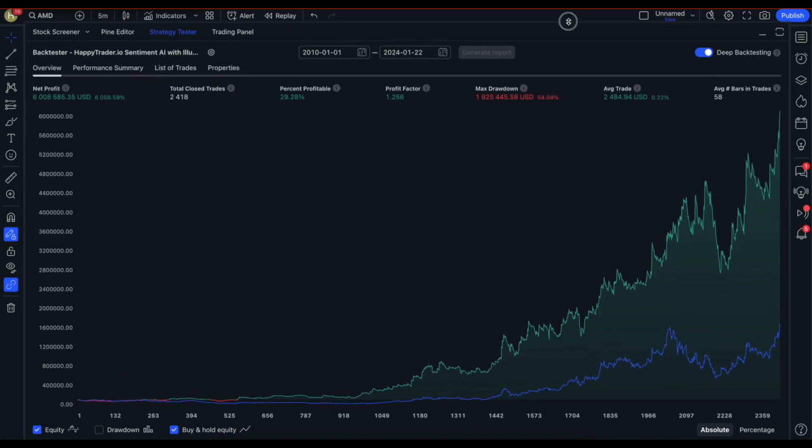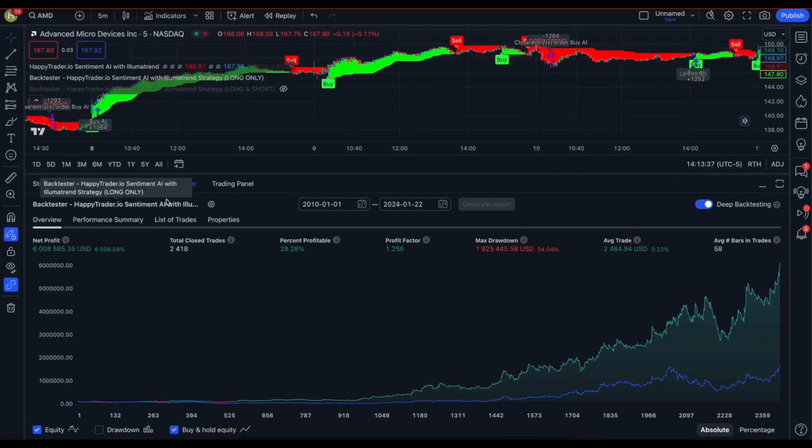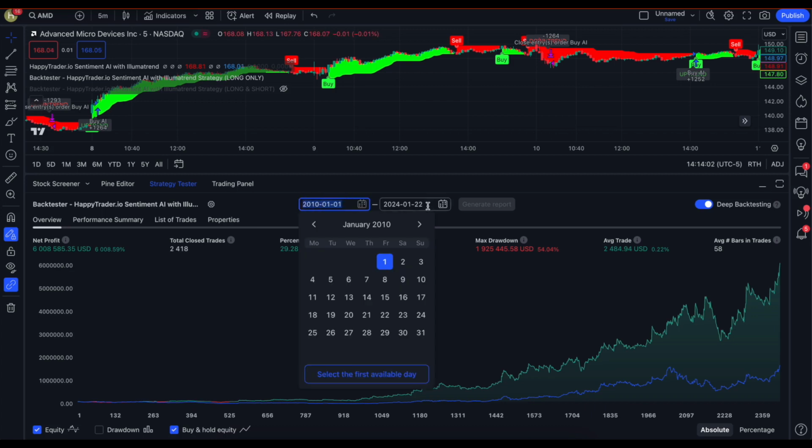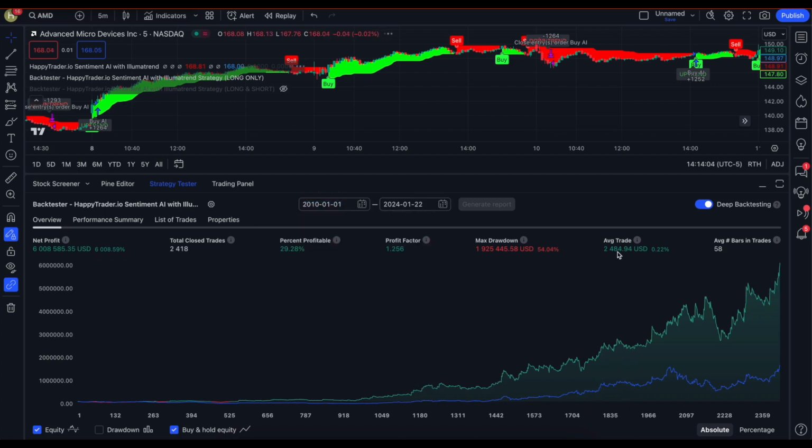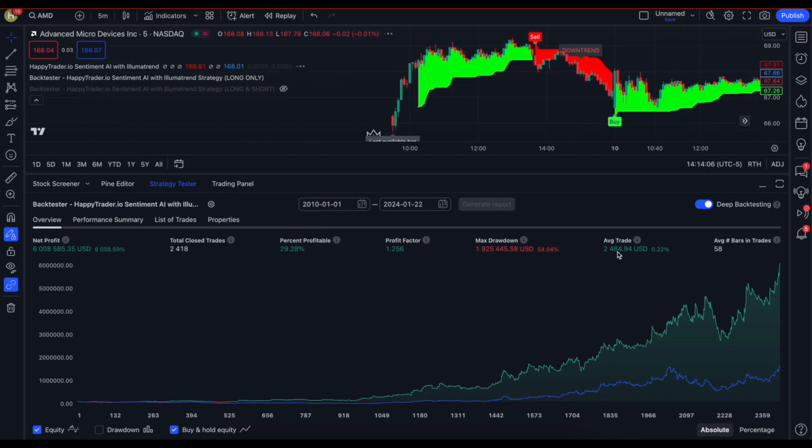But if we stretch this out, you can really see how we're dwarfing just the buy and hold. We'll stick on the 5-minute chart. You can see obviously a big net profit, but as a quant, we want to dive into some of these metrics. So percent profitable, 1 out of 3 trades, 29.28%. Average trade expectancy over all of these 2,400 trades for this time period from 2010 was $2,484, and the average number of 5-minute bars in trade is 58.